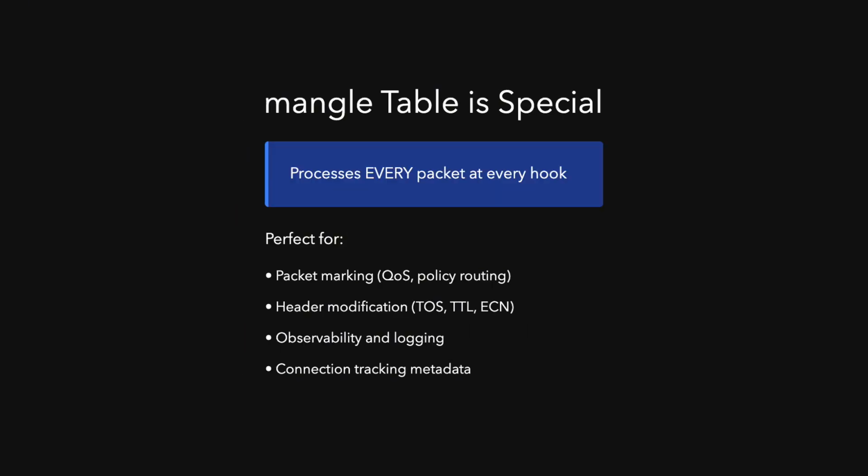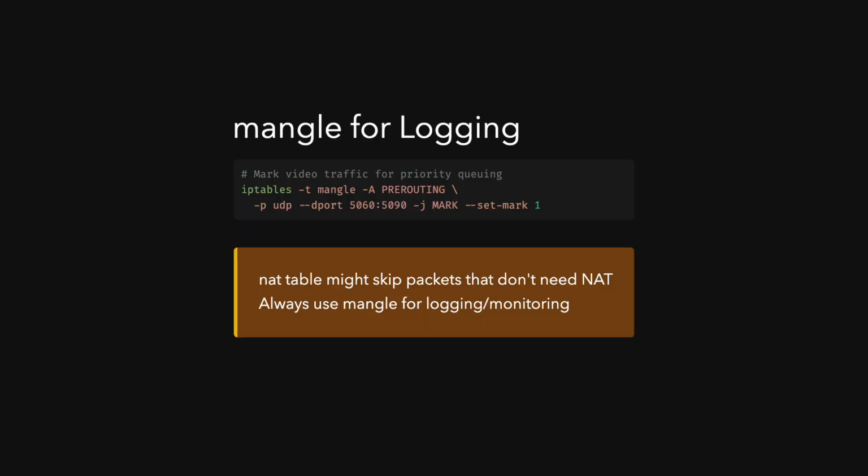The mangle table has a unique characteristic. It processes every single packet at every hook, regardless of whether any rules match. Other tables, especially NAT, are optimized to skip processing when no rules apply. This makes Mangle perfect for packet marking, header modification, observability and logging, and connection tracking metadata. Why will we use Mangle for logging and demos? Because Mangle processes all packets. It's reliable for observability. The NAT table might skip packets that don't need NAT, causing log targets to be missed. Always use Mangle for logging or monitoring rules.